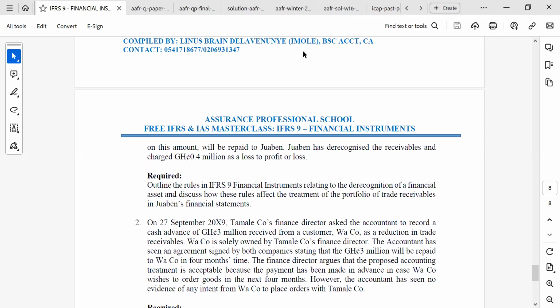Okay, what was the first thing that I said? Who bears the risk? Okay, so in this case, who bears the risks associated with the receivables? Joabin. Okay.